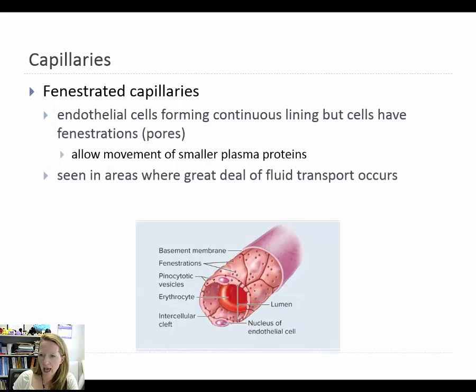Let's look at ones that have, look at this, holes inside of their cells, and these are called fenestrations or pores, and that's where they get their name, fenestrated capillaries. What they do is allow some larger substances to move through, like small plasma proteins. We'll look at these in the kidneys. These are going to be found in the small intestines. They'll be found in the liver. Some endocrine organs are going to have these as well. So they're seen in areas where there's a great deal of fluid transport.